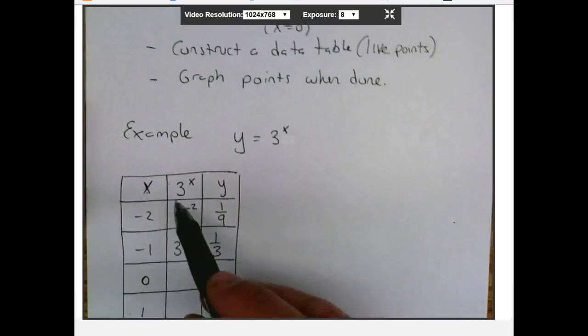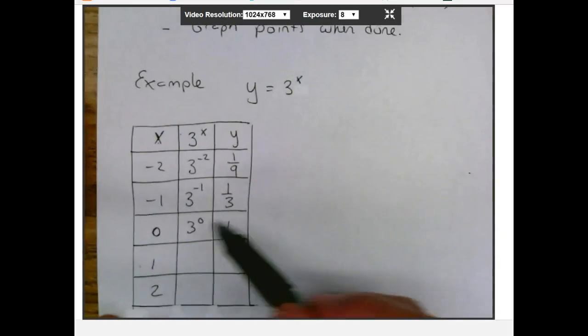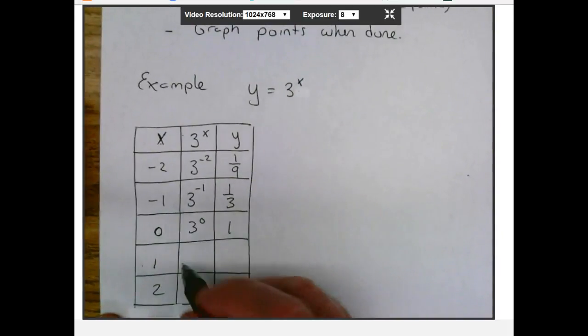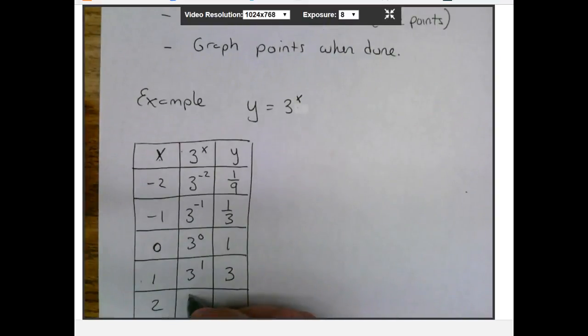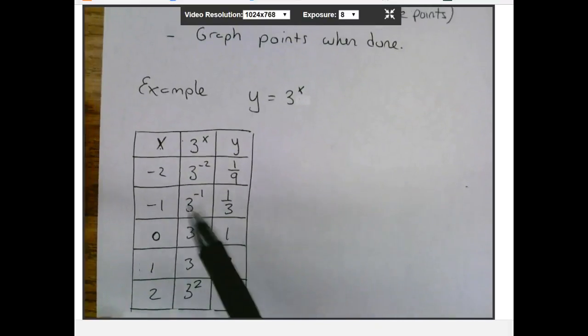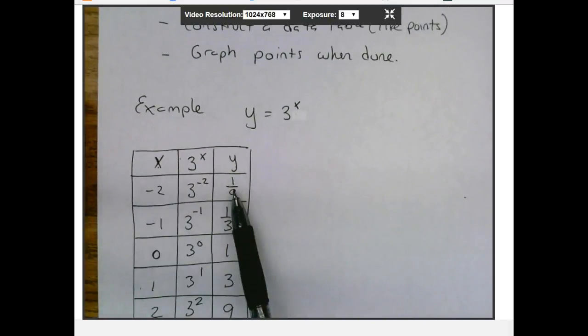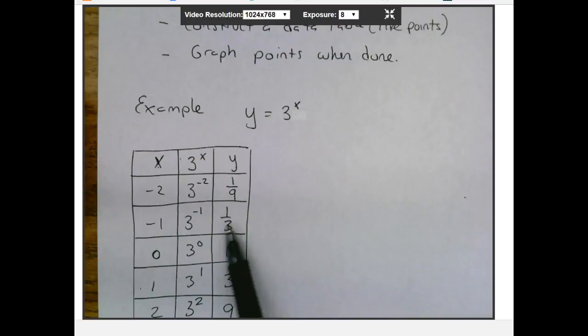Then we plug in zero. 3 to the 0 is 1. Then here we have 1, so 3 to the 1st is 3. And then we have 2. 3 squared gives us 9. So then we have all the points. When x is -2, y is 1/9. When x is -1, y is 1/3. When x is 0, y is 1, and so on.